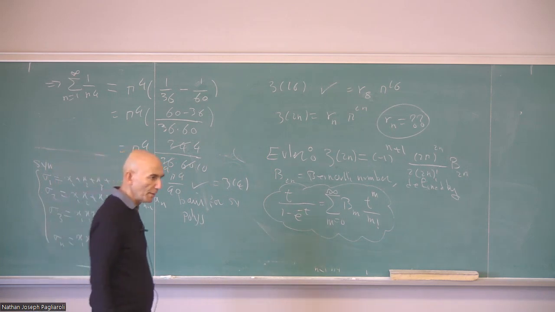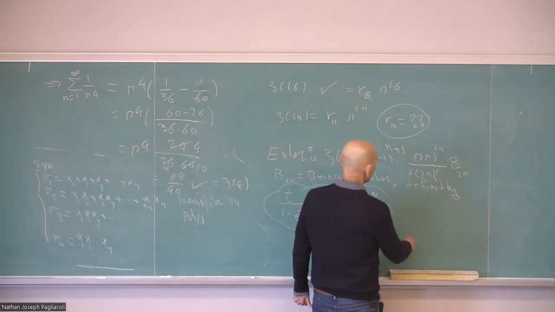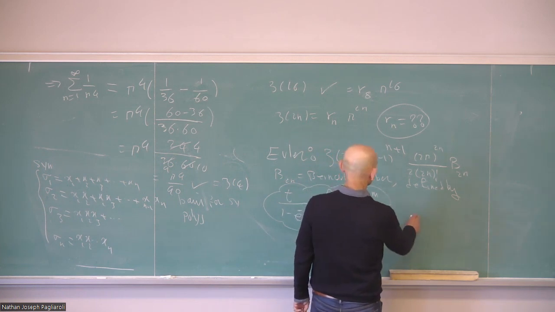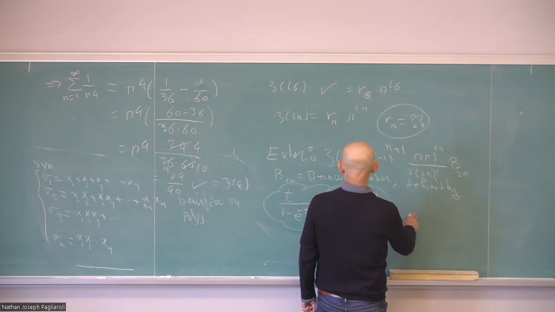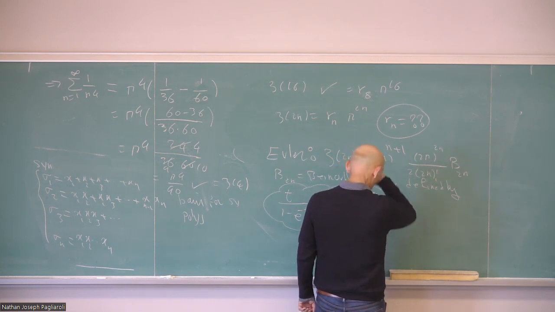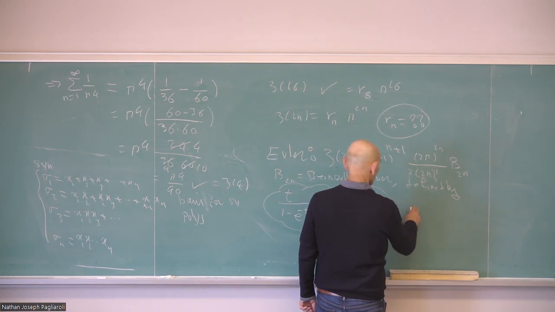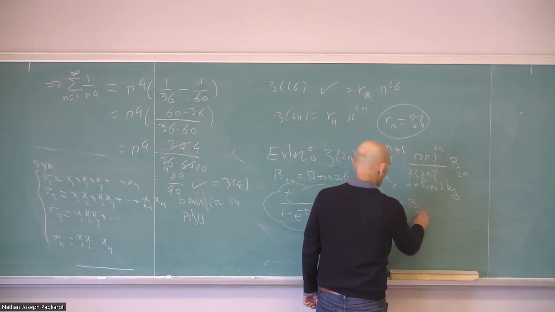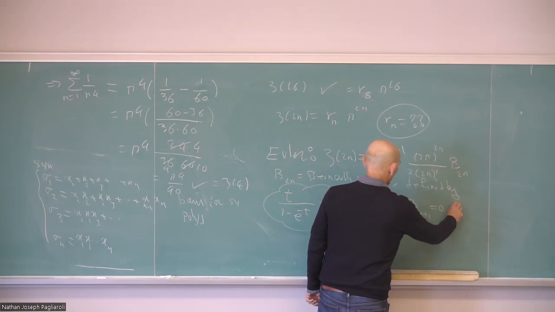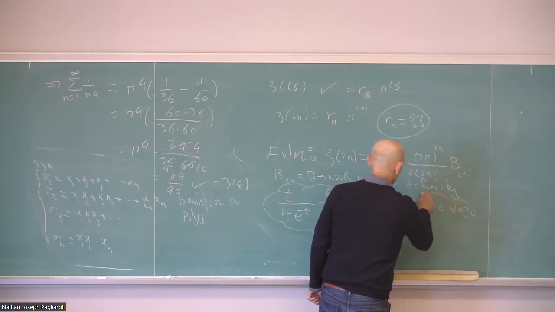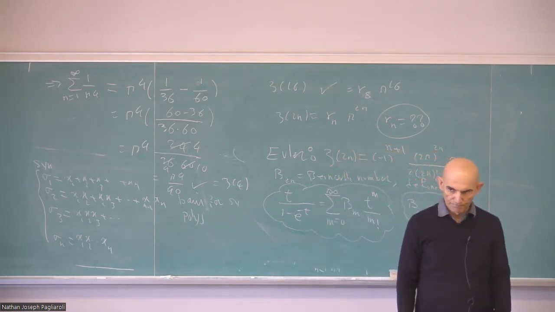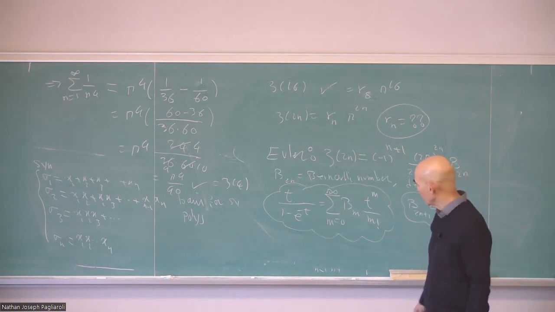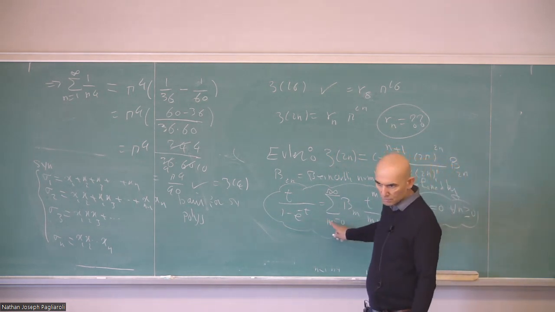Bernoulli numbers, by the way, B1 is minus... B_{2n+1} is equal to 0 for all n bigger than or equal to 1, sorry. All odd Bernoulli numbers starting from B3 are 0. You can prove this using this relation.